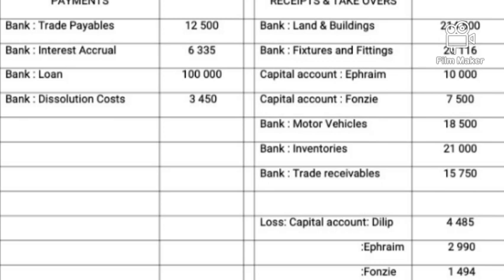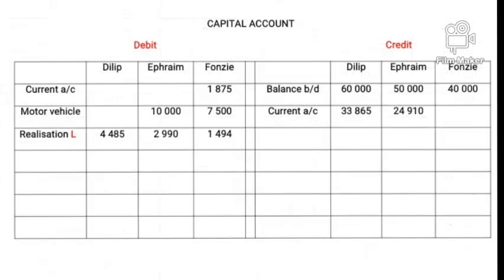So since the balancing figure for loss in the realization account appeared on the credit side, it means that when posting the realization loss in the capital account, you post on the opposite side, which is the debit side. So I'm going to write realization loss as my details. Then under Dilip, I'm going to record 4,485. Under Ephraim, 2,990. Under Fonzie, 1,494. So I have finished recording the entries from the realization account.